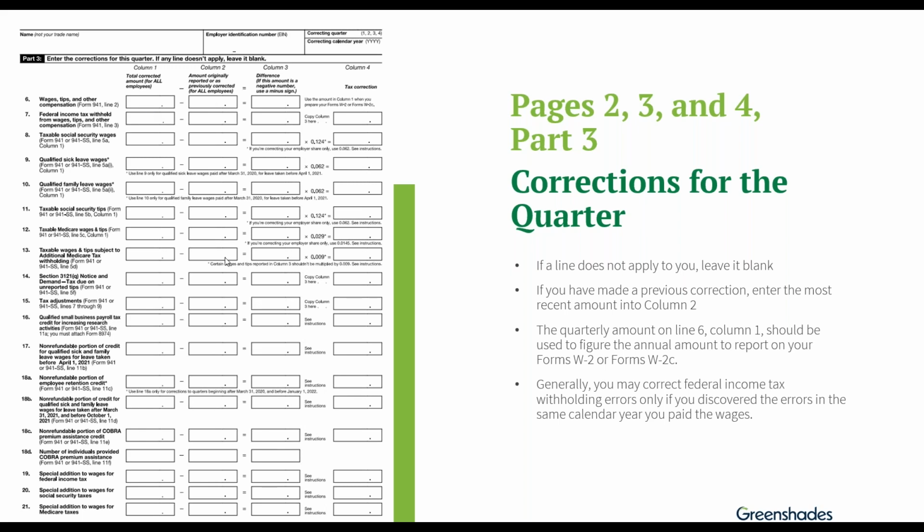And in general, you should only correct federal income tax withholding errors if you discovered the errors in the same calendar year you paid the wages. If the calendar year has already ended, those withholding errors would be corrected when the employee files their own income tax return. And so the employee withholding would be corrected that way versus you filing a correction.